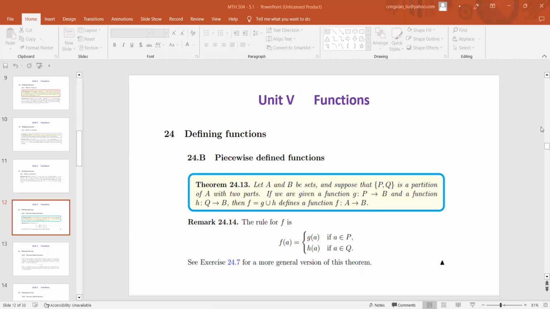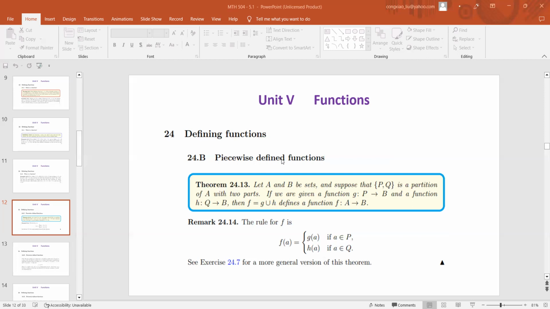All right. So last time we just started unit 5, functions. We discussed in pretty much detail a more formal or abstract definition of functions. And we just started part B of this section.